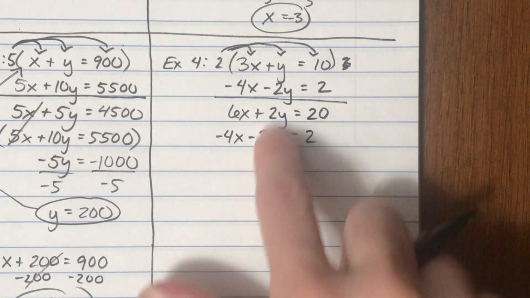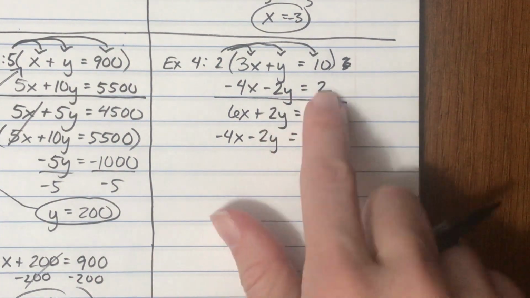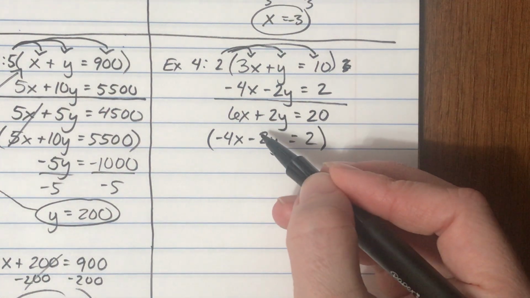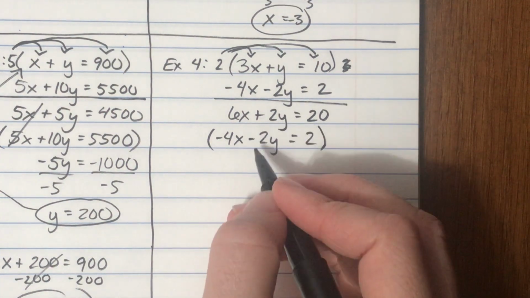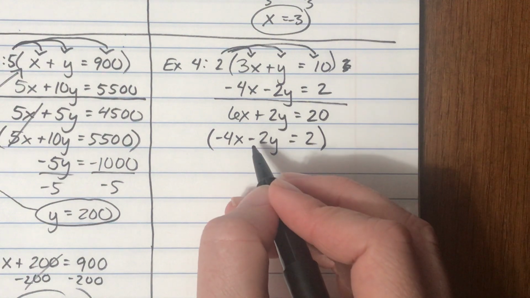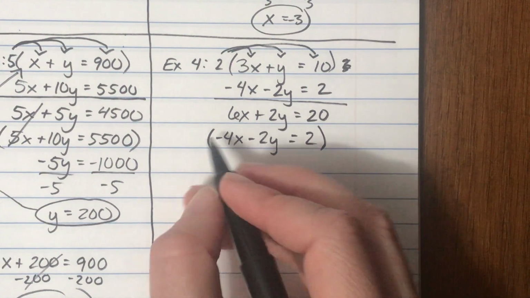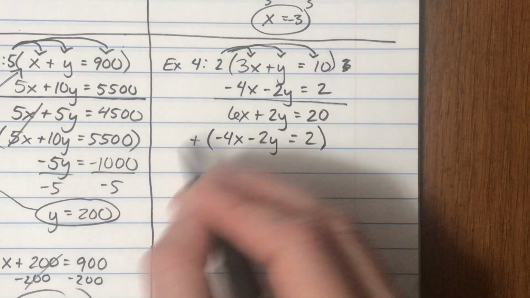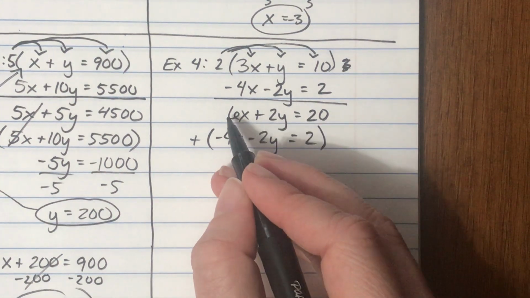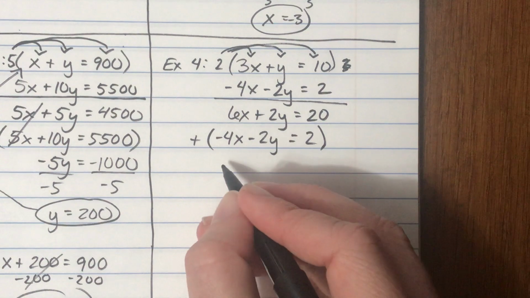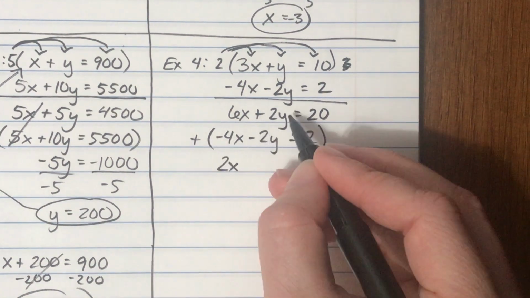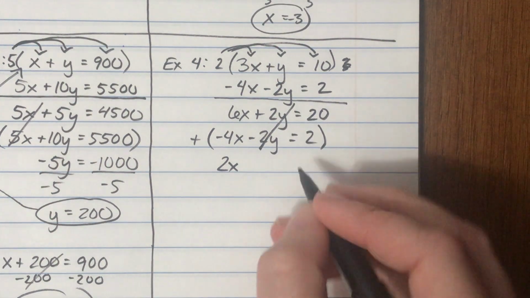We have to think, how do we make this 0? How do we actually get to mark that out and eliminate it? So I put the second one in parentheses. And they're different signs. So in order to make that 0, how do I get positive 2 and negative 2 to equal 0? Oh, I add them because positive 2 plus negative 2 is 0. So I'm going to add all the elements. 6 plus negative 4 gives me 2x. Positive 2 and negative 2 added does give me 0, so that gets gone.